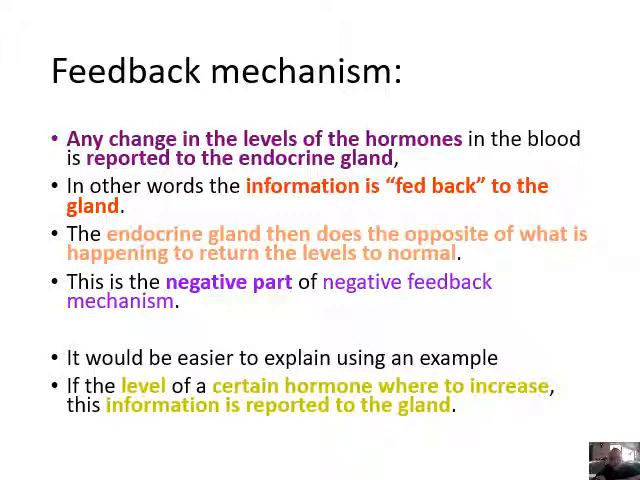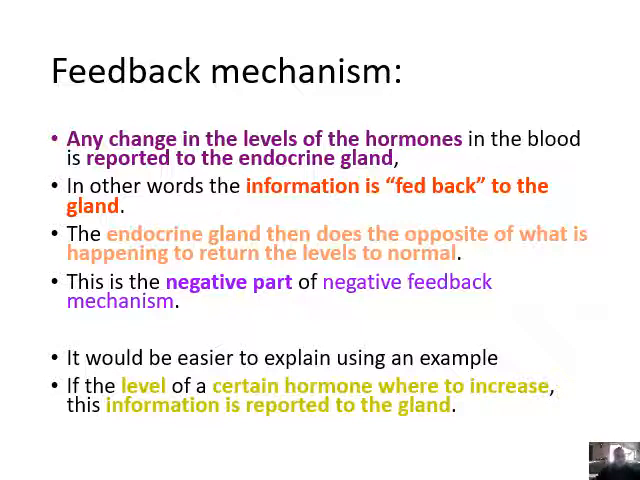So the endocrine gland then does the opposite of what is happening to return the levels to normal, and this is the negative part of the negative feedback system. So something has happened, we're taking it to where it originally was, and that is a negative feedback system. It would be easier to explain using an example.